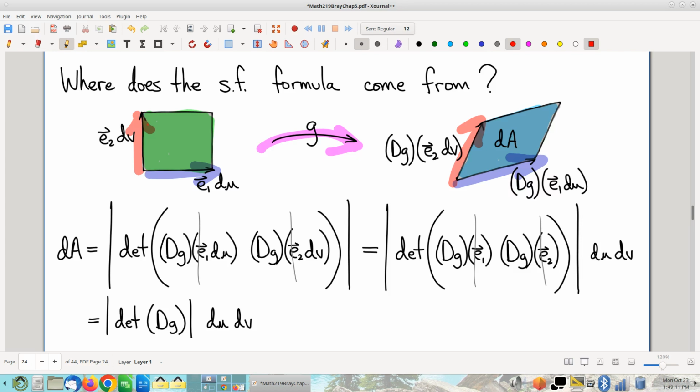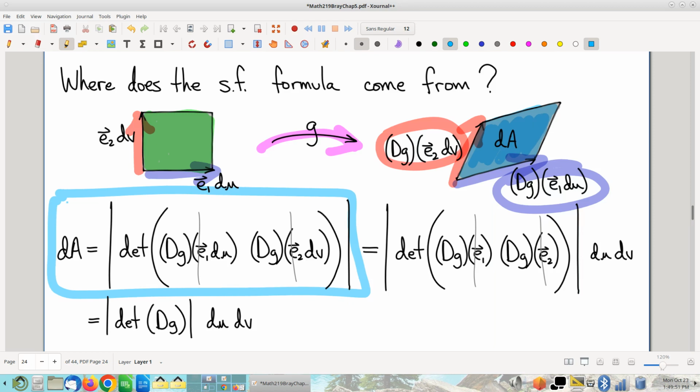So what does the derivative matrix do to E1 du? Well, that's what I have over here, you'll notice. That output is just dg, the derivative matrix, applied to E1 du. Okay, is everybody with me so far? Likewise, then, of course, this vector here, dg applied to E2 dv. Okay, next, this area. How am I going to compute this area dA? That's a parallelogram. What's the area of a parallelogram?